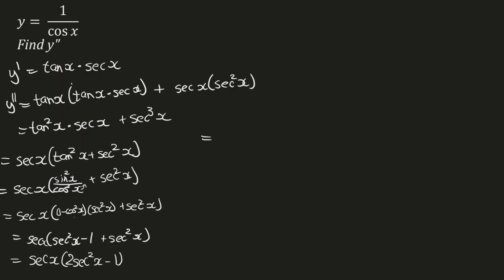So finally we would get that this is 2 secant cubed x minus secant x. And this is our answer for what y double dash is.